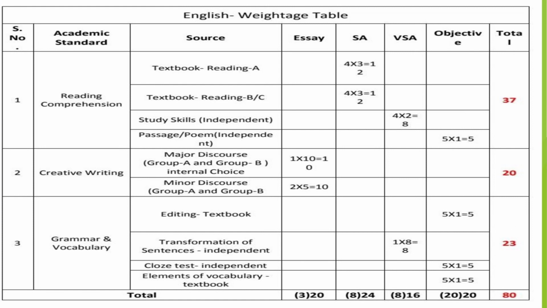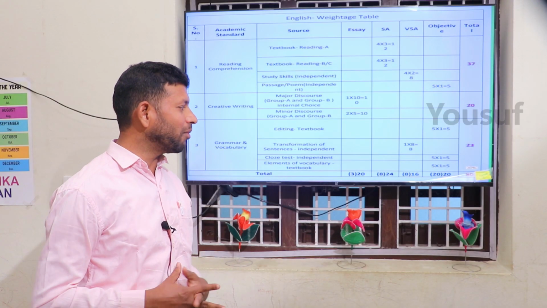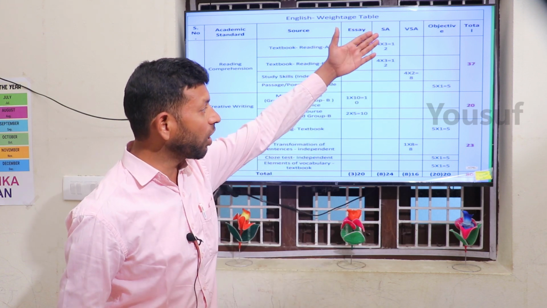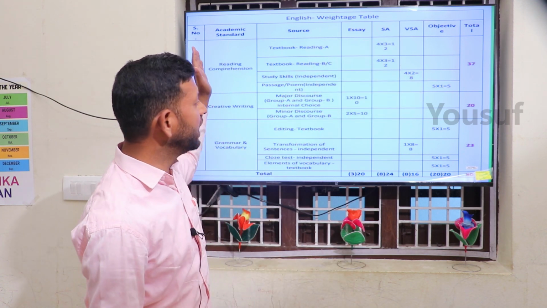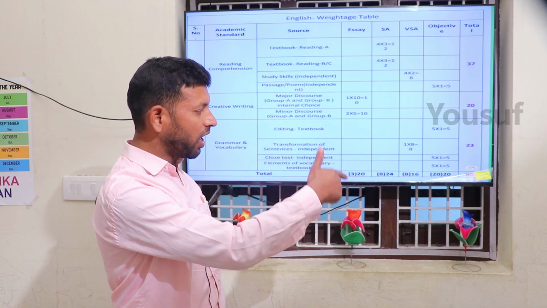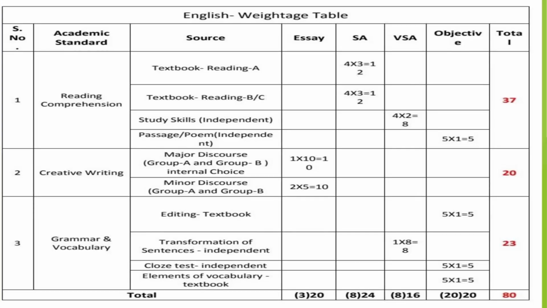The last one is elements of vocabulary, textbook. Elements of vocabulary, textbook, same marks as you could see here, 5 on the 5. Then overall, finally, reading comprehension 37 marks, creative writing 20 marks, and grammar and vocabulary 23 marks. So overall we are going to get 80 marks in this paper.